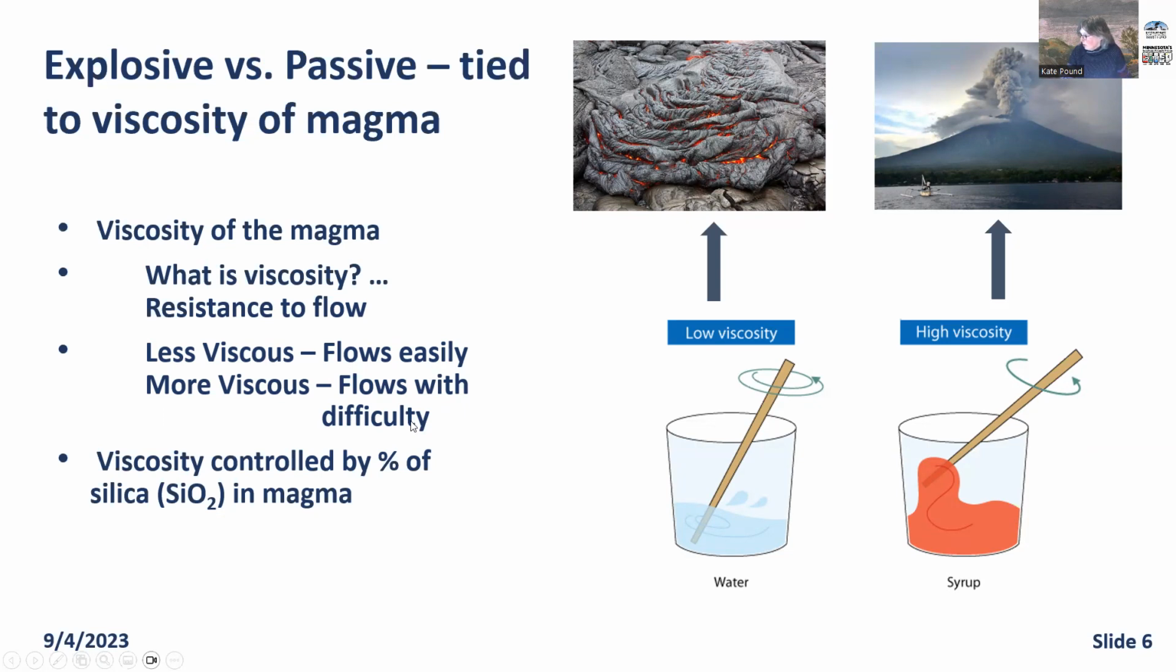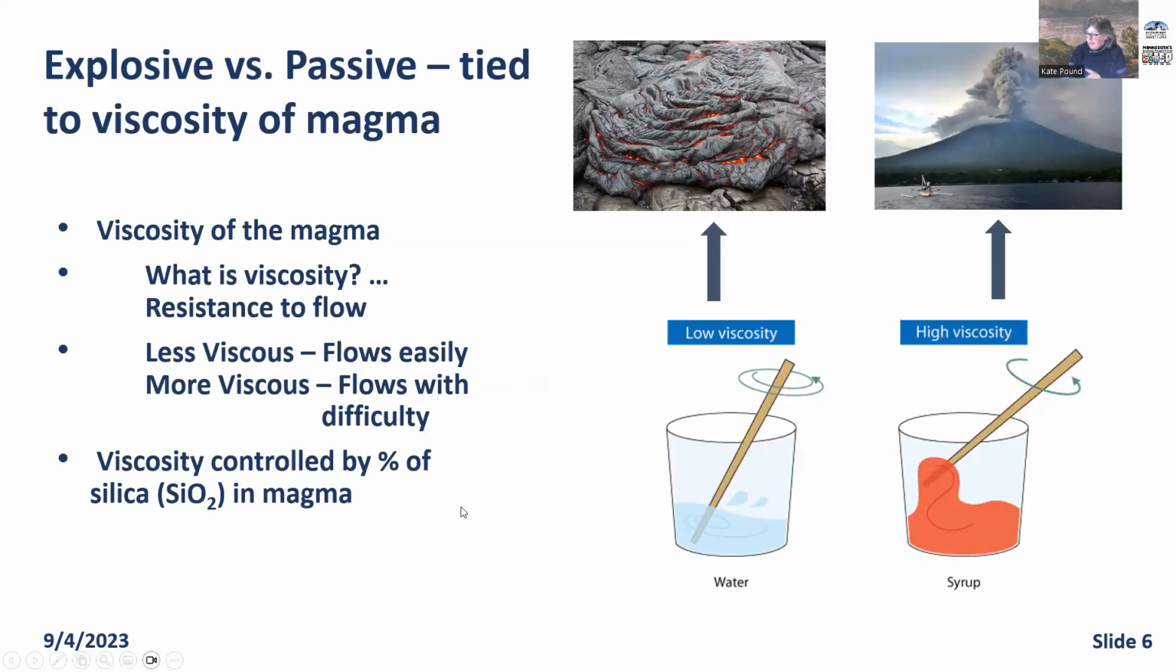Before we continue, let's just look over here to the right. So if we think about water, that is less viscous than syrup. And what I'm hinting at here is that low viscosity magmas that flow easily are associated with our passive or quiet eruptions, whereas the more viscous magmas that flow with difficulty are associated with explosive eruptions. Correct.